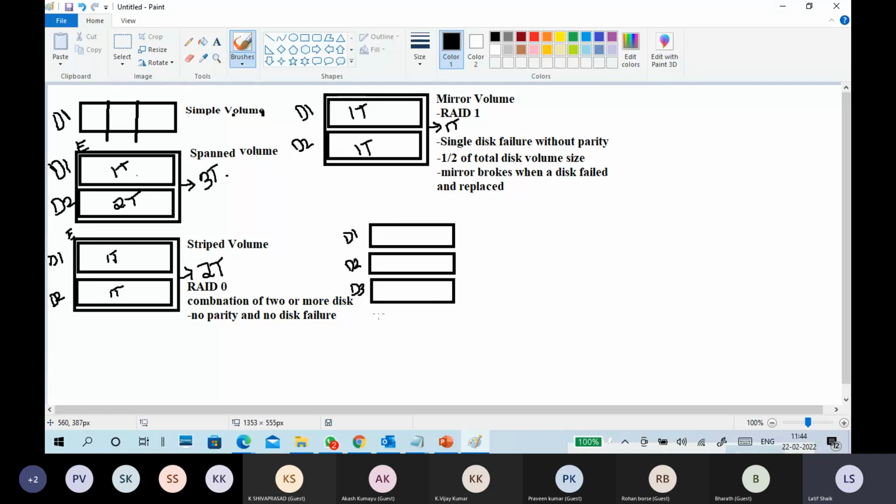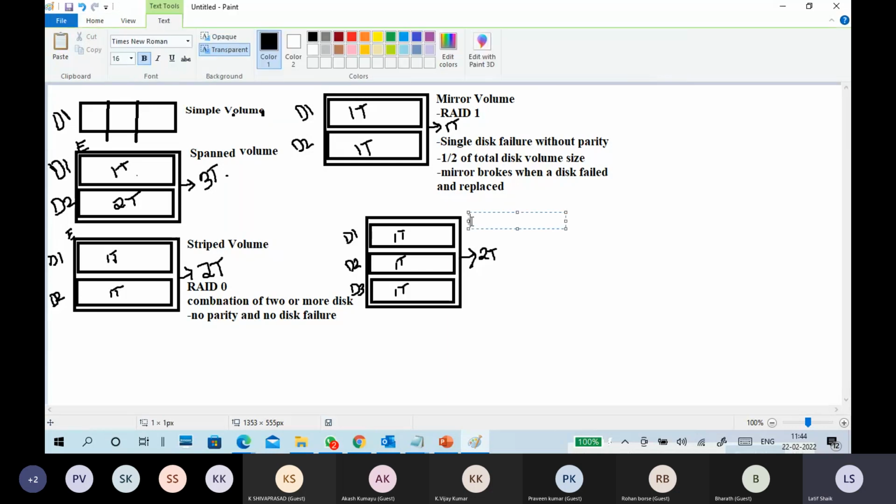Okay, 3 disks. 1 terabyte, 1 terabyte. Usually for understanding I always take 1 terabyte. If you take 2 terabyte, 2 terabyte, 2 terabyte, total volume is 4 terabyte. You take 4 terabyte, 4 terabyte, 4 terabyte, you will get an 8 terabyte volume. Like a 2/3 volume, you will get it. So this is the 2 terabyte totally we are getting.